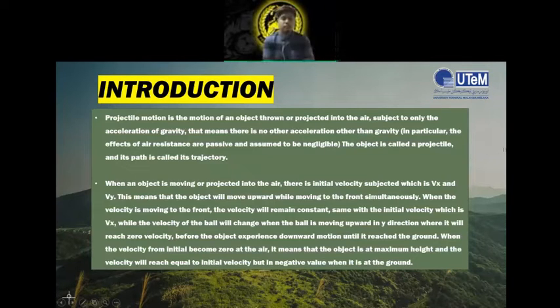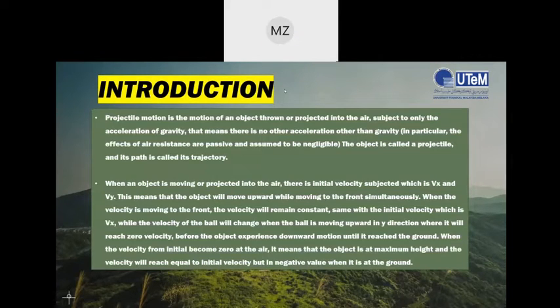My name is Muhammad Lokman bin Zulkifli. What is projectile motion? It is the motion of an object thrown or projected into the air, subject to only the acceleration of gravity. That means there is no other acceleration other than gravity. In particular, the effects of air resistance are assumed to be negligible. The object is called a projectile and its path is called a trajectory.